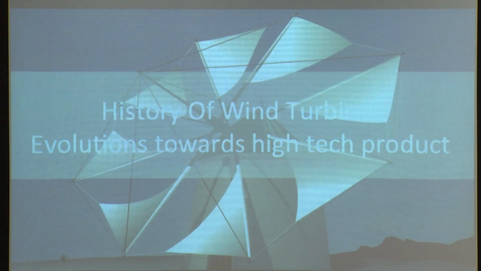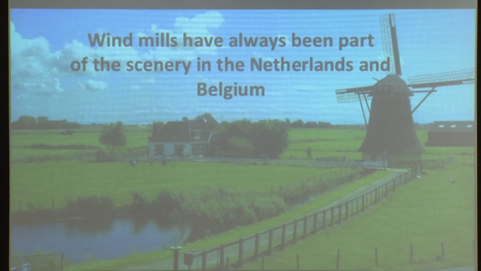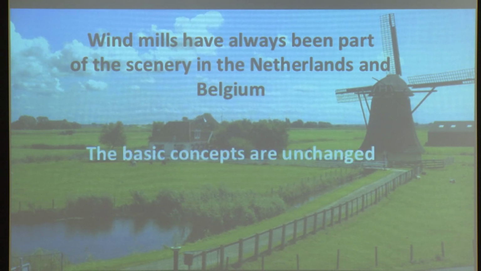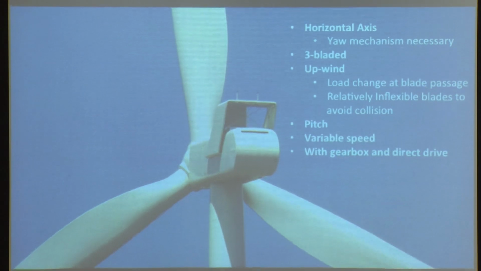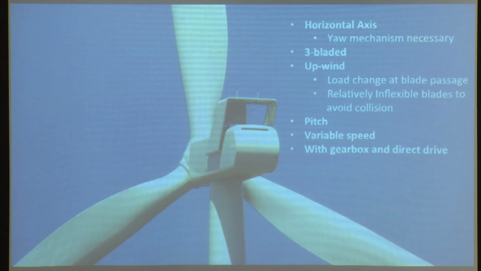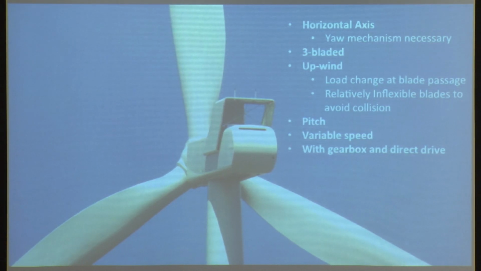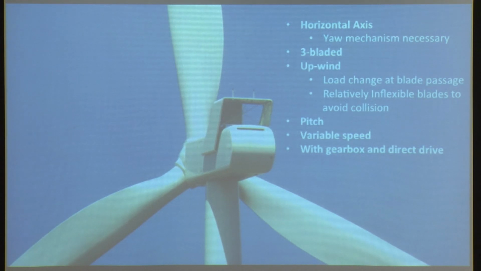Then the history of wind. Where I come from, we have a huge amount of these. They're already there for a lot of years. And actually, wind has gone all the way to a very high-tech product, because it's a very high-tech industry. But the basic concepts are still the same. We still use a horizontal axis. The turbine is still upwind, so the wind blows to the rotor that is in front of the tower. It means that your blades shouldn't be too flexible, otherwise they hit the tower. You need a yaw mechanism.